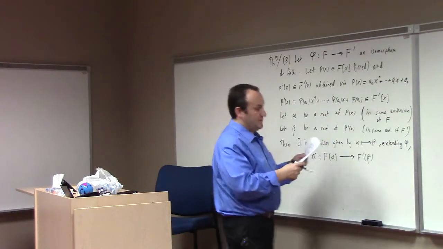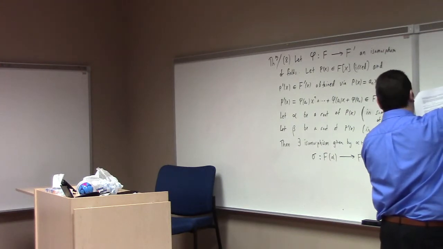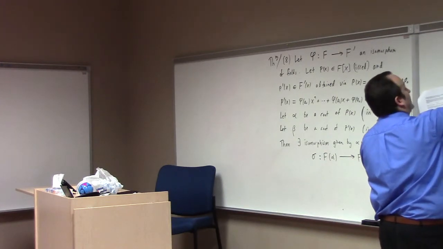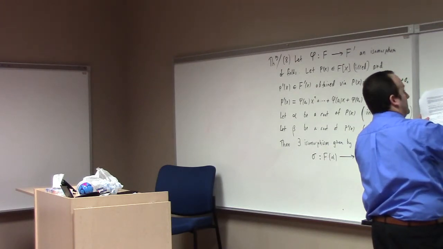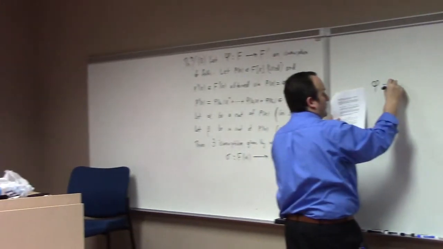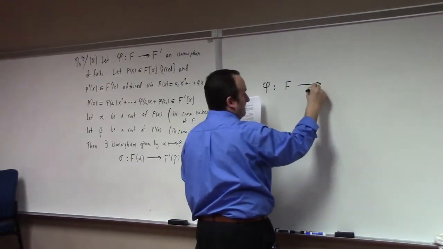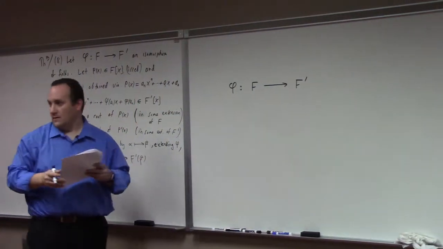I mean, more specifically, here's the picture of what the theorem's claiming exists. Let me start with what we're given, okay? We're given this isomorphism down here from one field to another, all right? That's given.